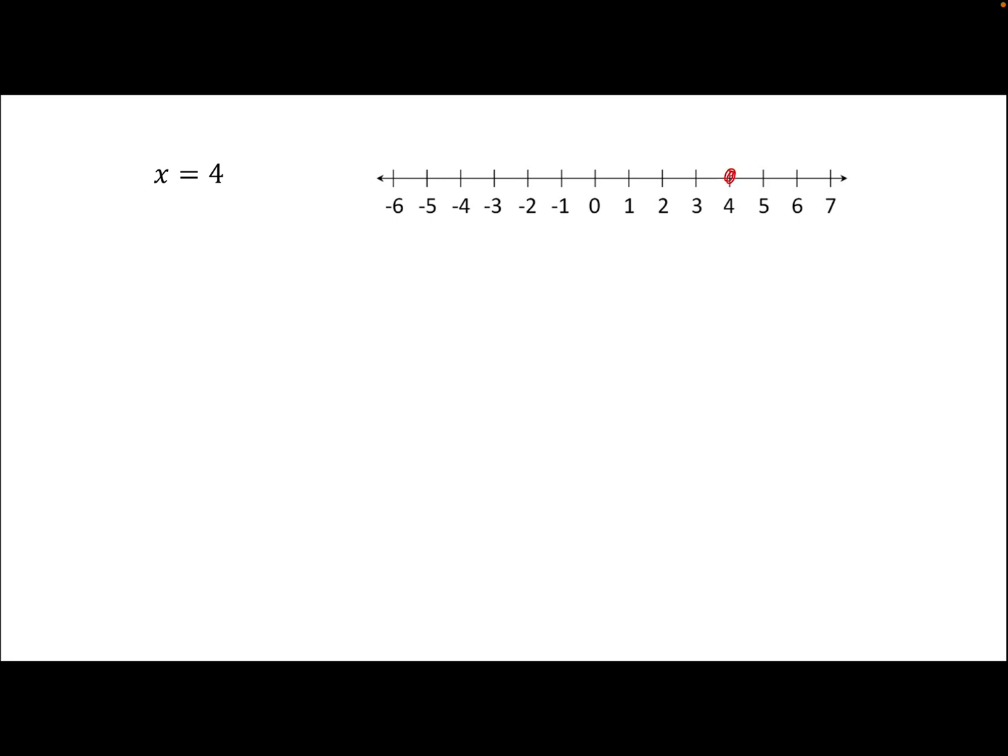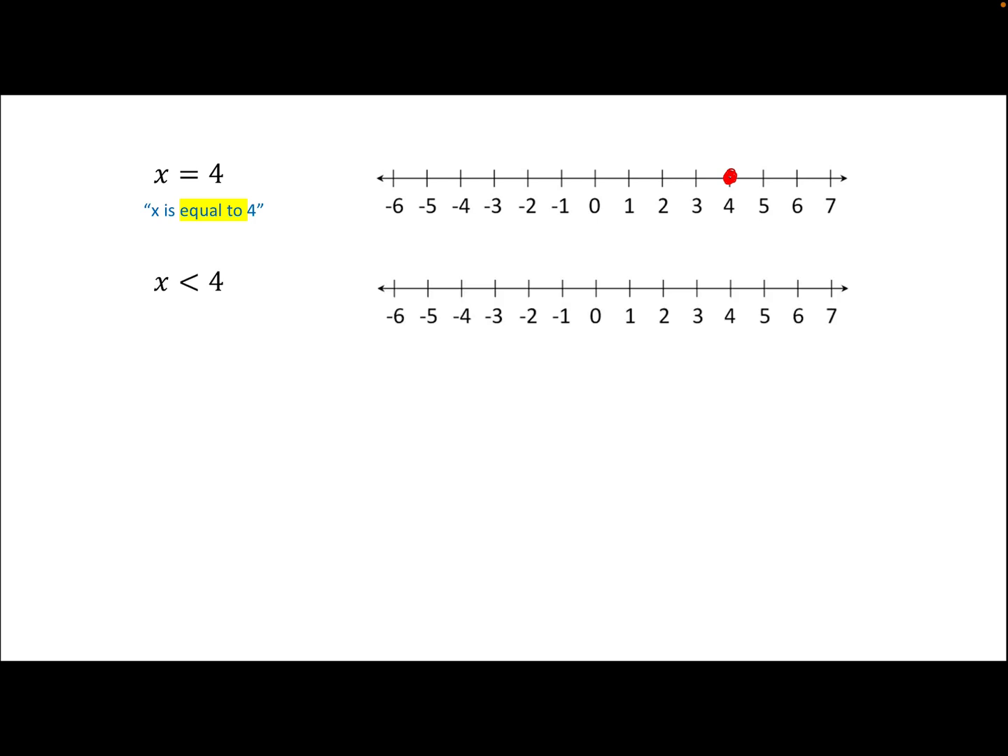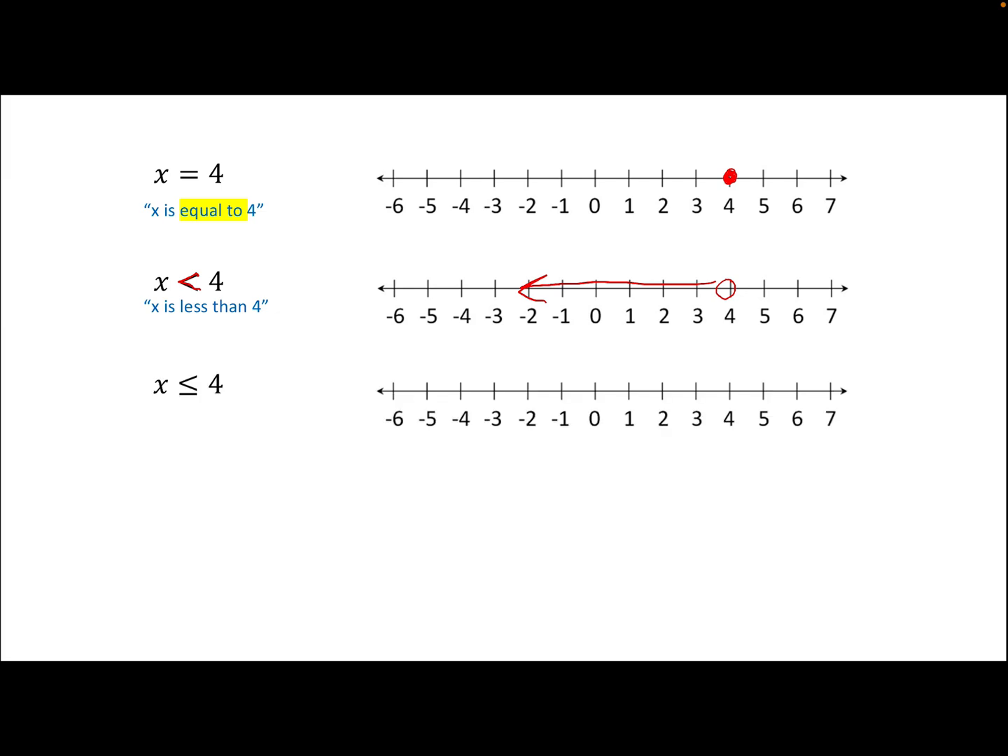X equals 4. We remember we put a closed dot on the number 4 to show that it's just including the number 4 only. If we look at x is less than 4, now in this case, we're not including the number 4. So we're going to put an open dot because it can't be 4. It has to be less than 4. It could be 3.9, 3.8, it could be 0, -3, anything less than 4, but not the number 4. If x is less than or equal to 4, then we're going to close the dot to show that it does include the number 4 because it's equal to 4.